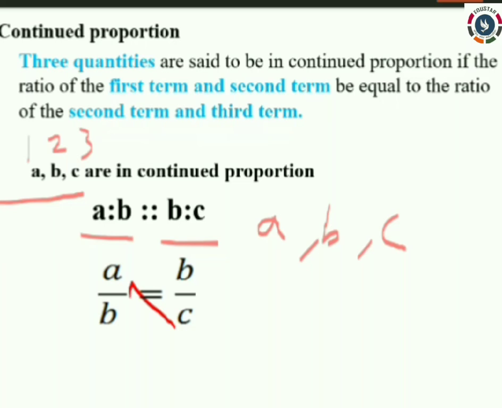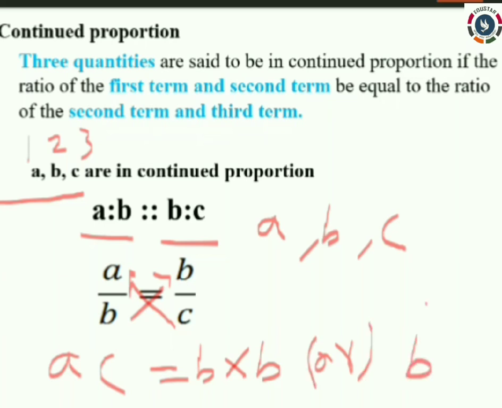Now I am going to do cross multiplication. You will get the answer as AC and B into B, which is B into B or B square. So AC is equal to B square. It's called continuous proportion.